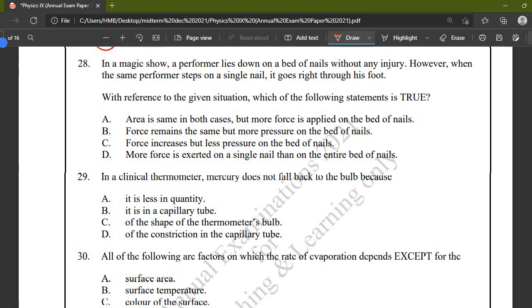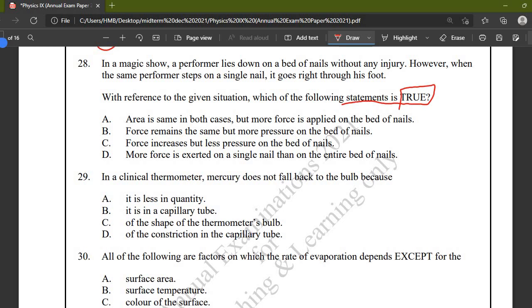In a magic show, a performer lies down on a bed of nails without any injury. However, when he performs the same performance steps on a single nail, it goes right through his foot. So this is a simple observation. A performer can lie down on his back on the bed of nails without any injury. But if he puts his toe or foot on this same bed of nails, it can hurt that person. So why is that difference? With reference to the given statement, which statement is true about this given situation?